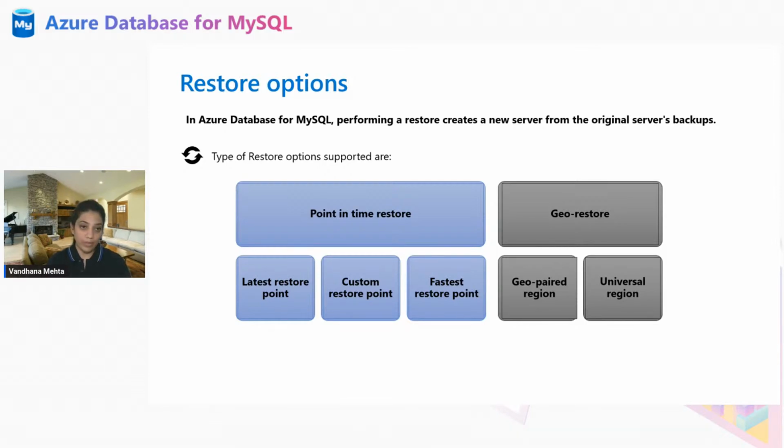So if I have to summarize, point-in-time restore, also known as PITR, is what you rely on for your day-to-day operational recovery, while geo-restore is your safety net for region-wide outages. Together, these options will ensure your data is both recoverable and resilient.